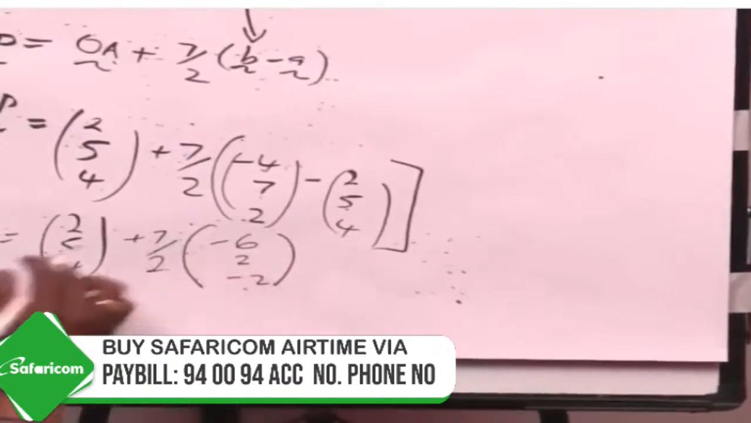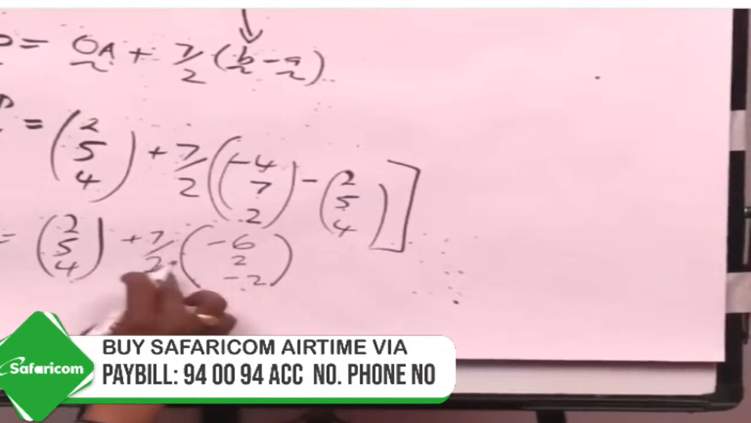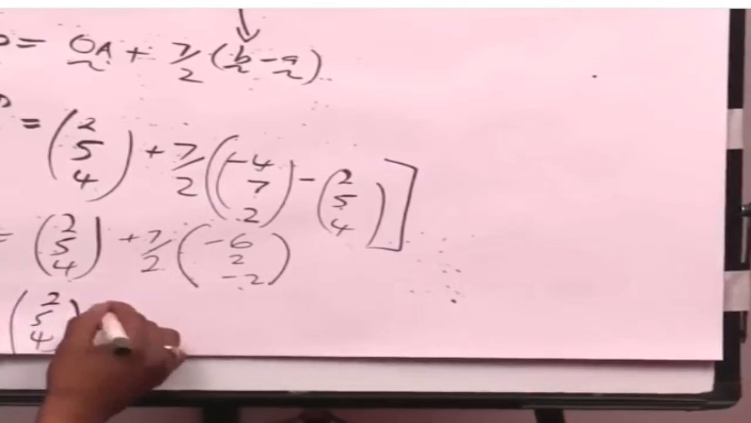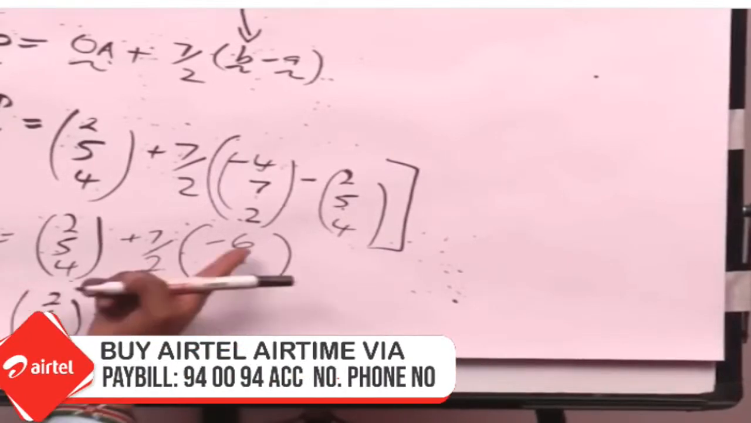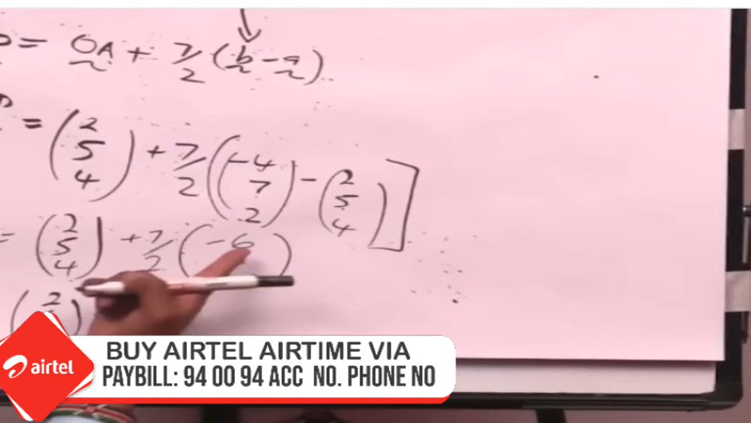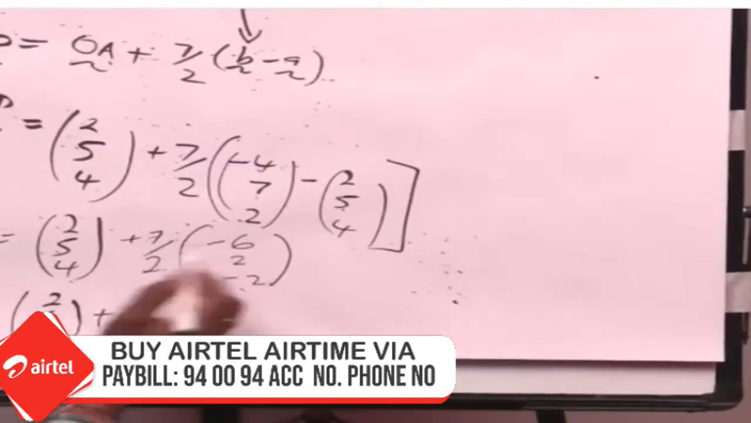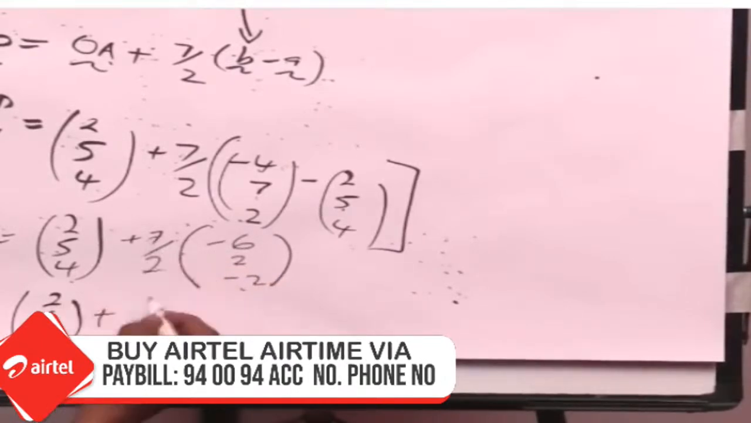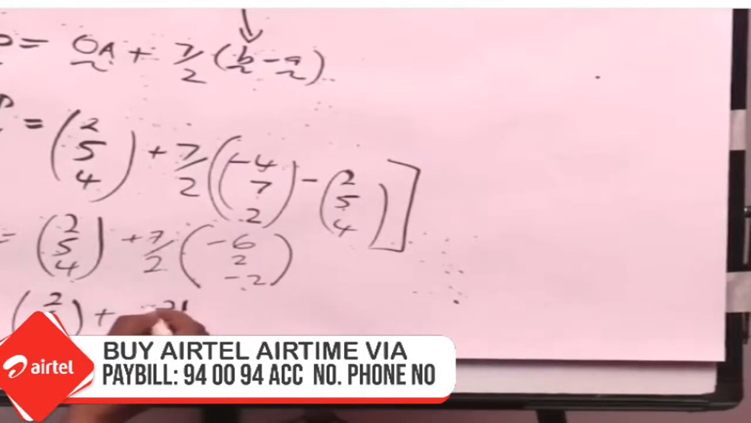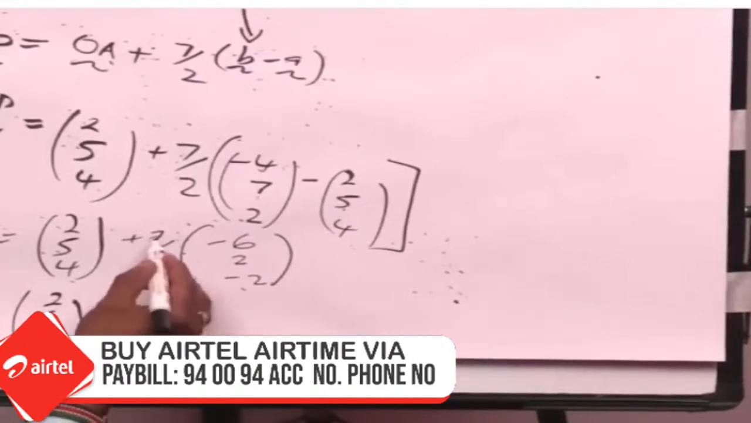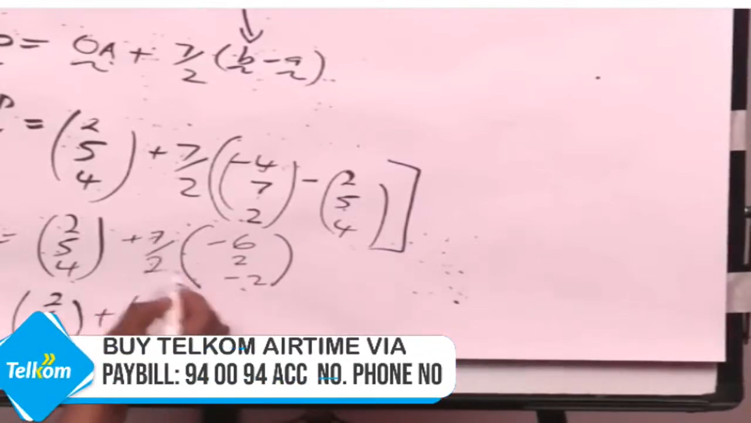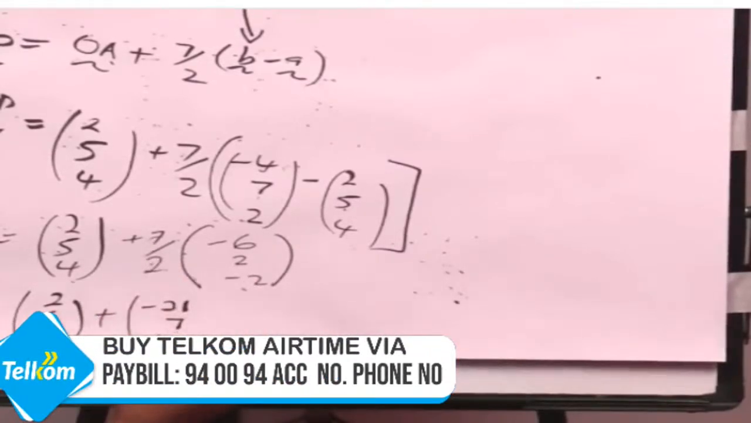Then further solve it. Open the brackets. It becomes 2, 5, 4 plus 7 over 2 times minus 6. 2 goes into itself once, 2 goes into minus 6 minus 3. Minus 3 times 7 is minus 21. Then 7 over 2 times 2 is 7. Then 7 over 2 times minus 2 is minus 7.